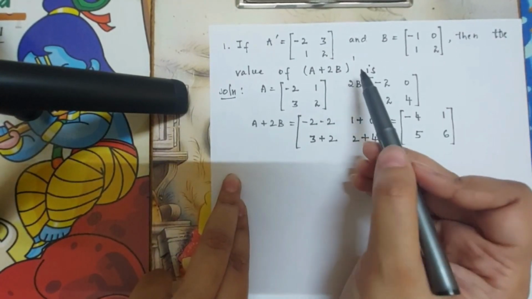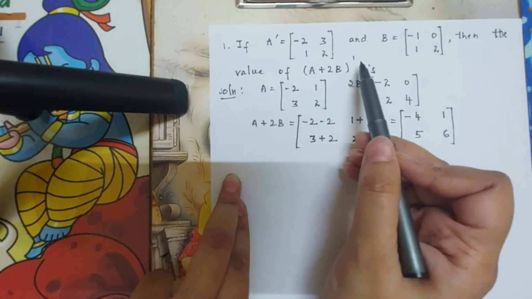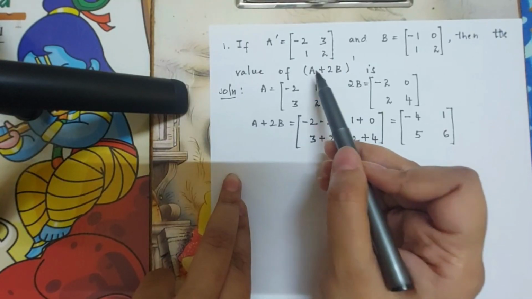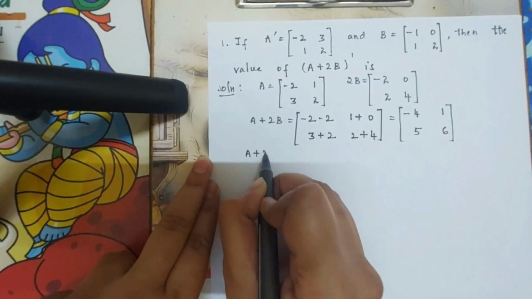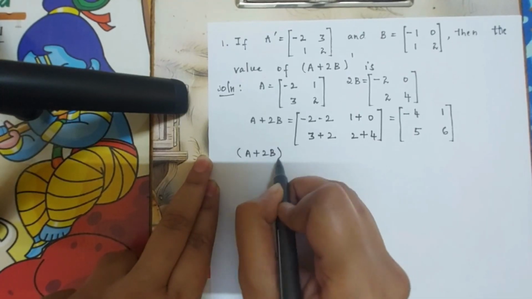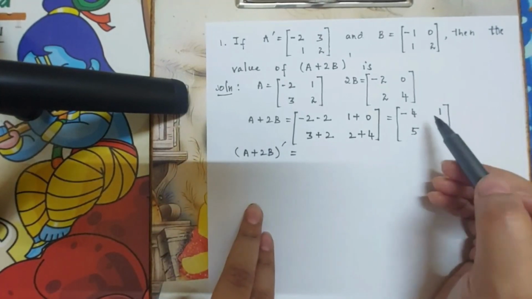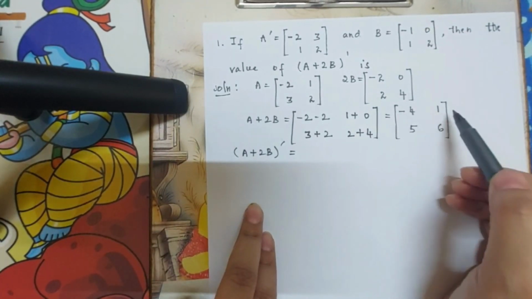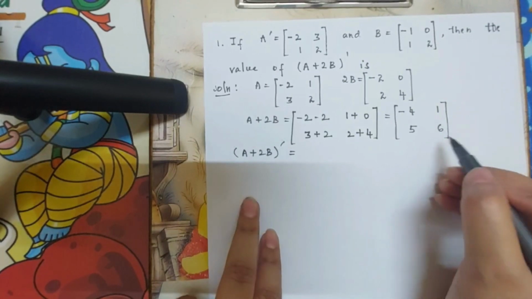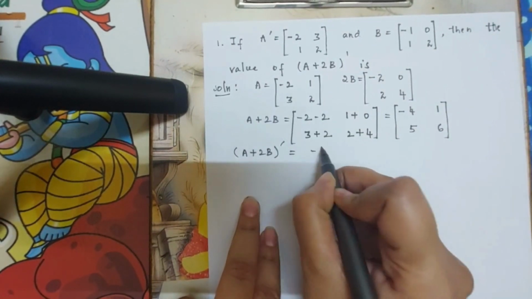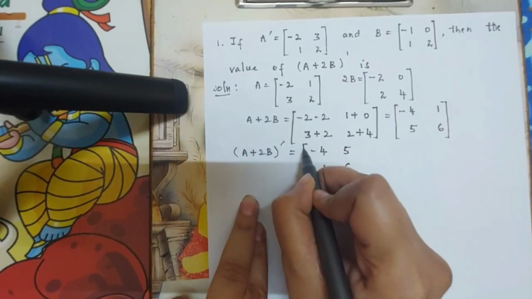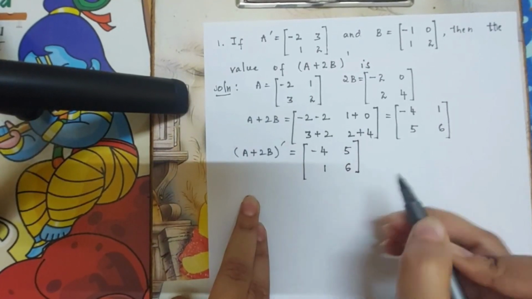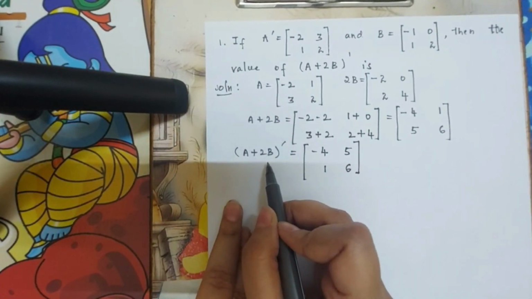But what we need from the question is (A plus 2B) the whole dash. That is the transpose of matrix A plus 2B. So if I want to find the transpose of matrix A plus 2B, I should be interchanging the rows of this matrix as columns and columns as rows. So what we get is [-4, 5; 1, 6]. So this is the required value of (A plus 2B) dash.